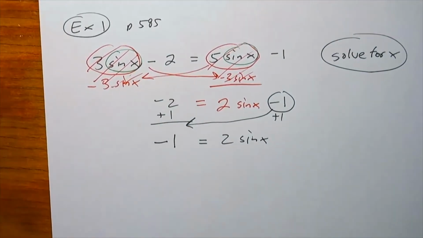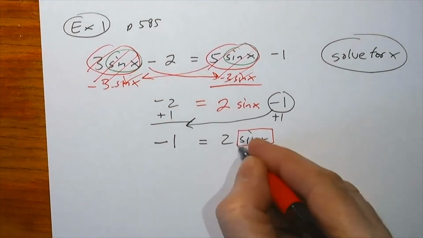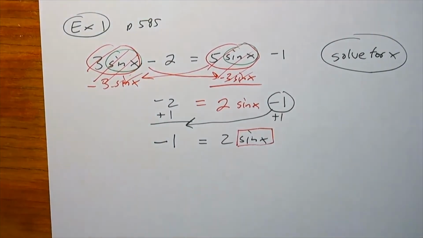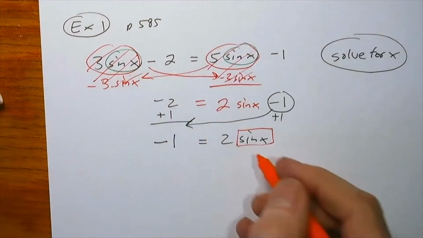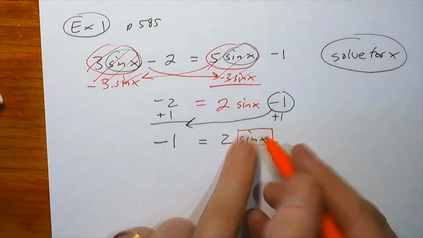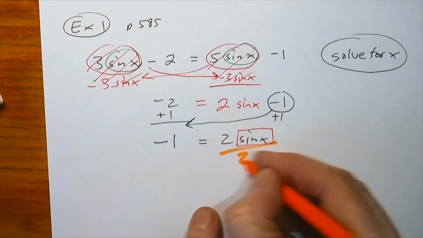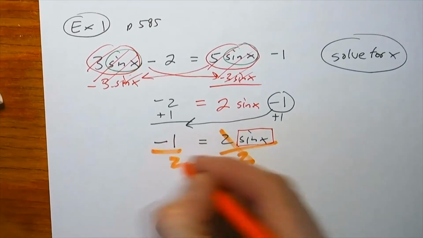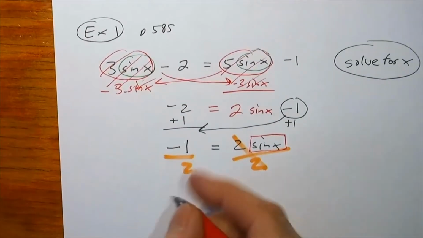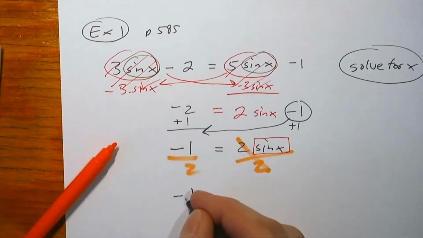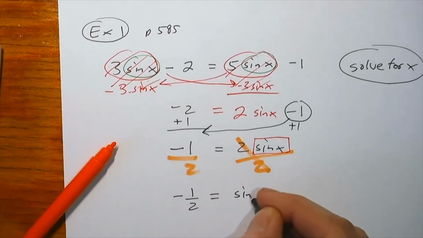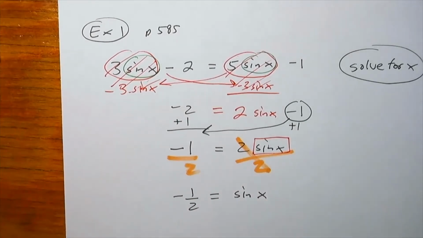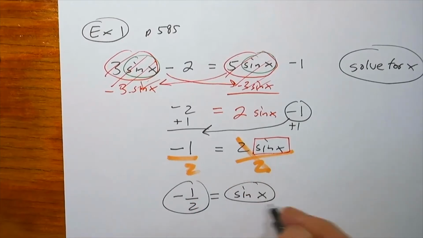Okay, we're almost done. Now you've got this little sine of x almost alone, except there's a 2 in front. Well, imagine it said 2x. Wouldn't you just go, okay, it said 2x, I'll just divide by 2. Divide by 2. So now it says -1/2 is sine of x. So now I got this alone. Oh, what angle has -1/2?